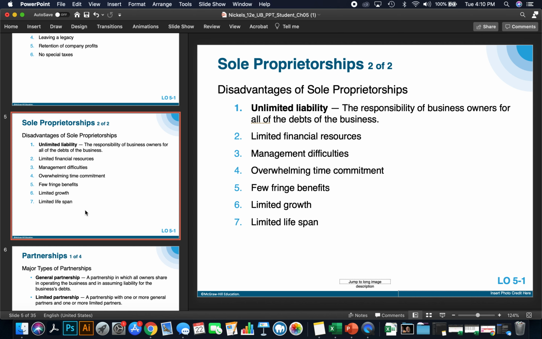There's few fringe benefits, limited growth, and there's a limited lifespan on sole proprietorships. Often small businesses fail within the first 5 years, and very rarely do they make it past year 10 or 20.